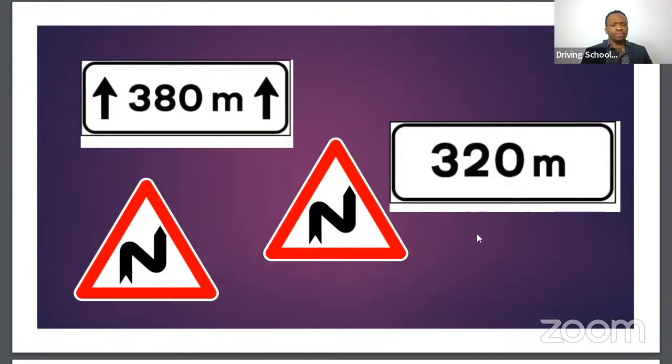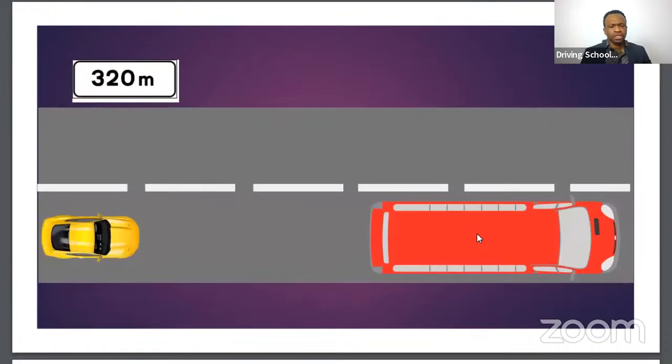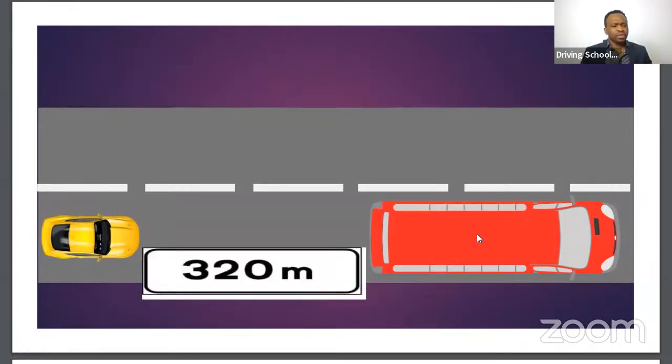Now, to proceed, I want us to look into this first one, this 320 meters. When they give you this 320 meters, what are they telling you? They are simply telling you the distance between you and, let's use this bus, or let's call it vehicle A and vehicle B.